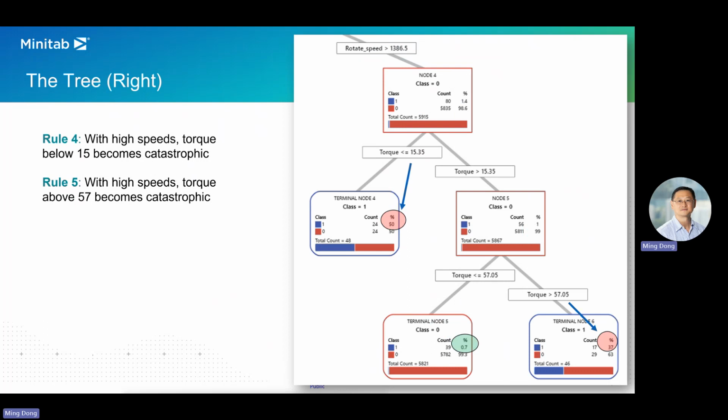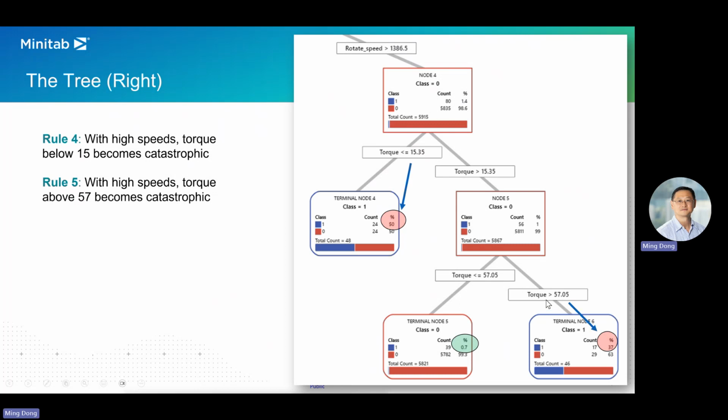Maybe we want to look at the right-hand side of the tree, where the rotation speed is higher, right? Higher than 1,400 RPM. Now, with high speed, which is on this right-hand side, if torque is less than 15.3, the chance of failure is 50%. Very high again. But otherwise, we go in this direction.